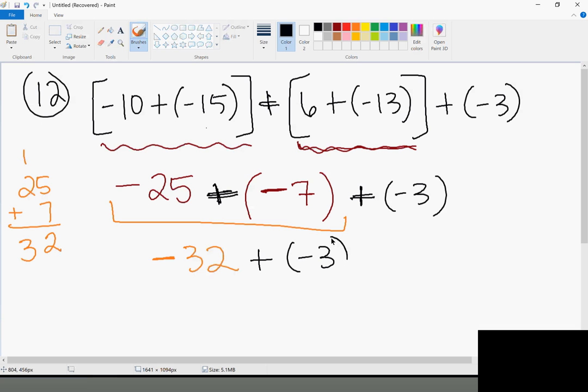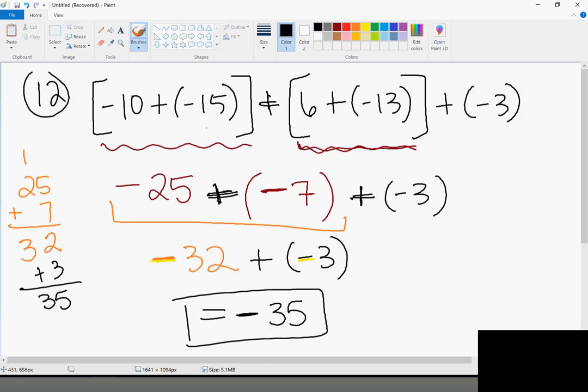Then I have plus negative 3. Again, I have the same sign. So we have negative 32, negative 3, and we're adding, so we're going to keep the sign. It's going to be negative, and then we add 32 plus 3. 32 plus 3 is 35. So the final answer is negative 35.